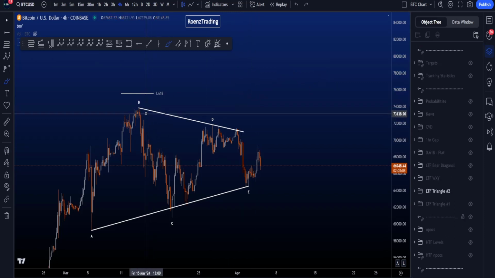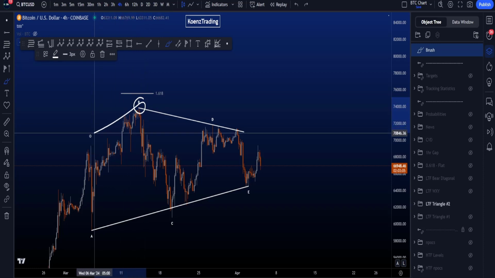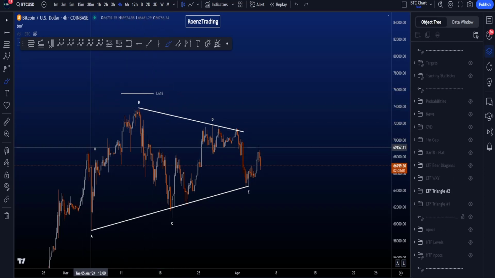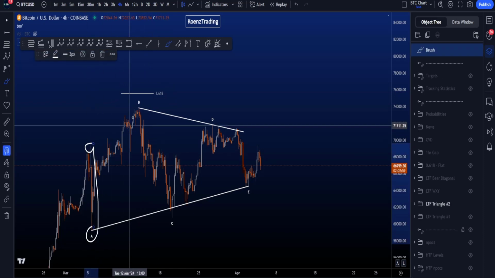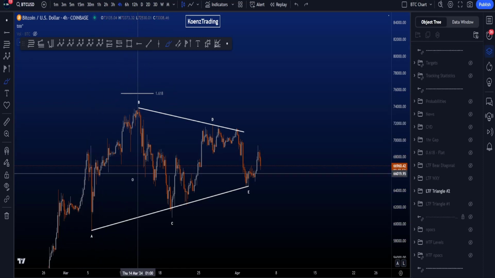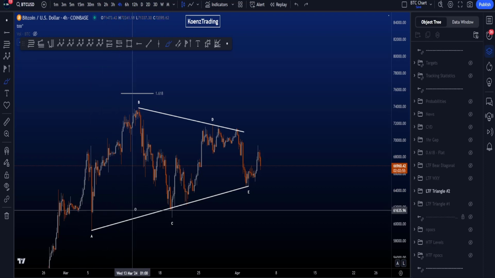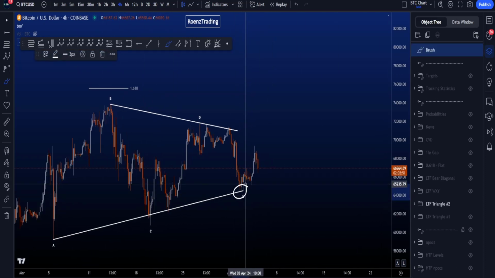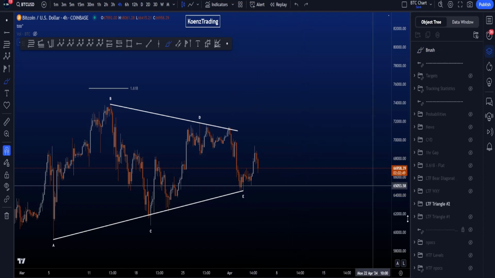Now this is a running triangle where wave B ends above the origin of wave A, but should end below the 1.618 Fibonacci taken from the high to the low of A, which is the case. It's just that this wave A is very short in time compared to all the other waves. Now after this wave E, we then expect continuation to the upside.